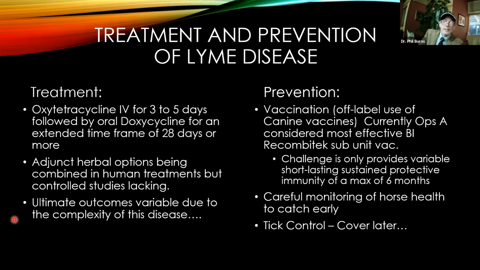Prevention. Vaccination is a hopeful and useful adjunct that we are using more of, but it has limitations that I want to just quickly go over. It's an off-label use of a canine vaccine. One of the big challenges we're finding with the horse is that protection lasts a maximum of 6 months, and in many individuals is 4 months.